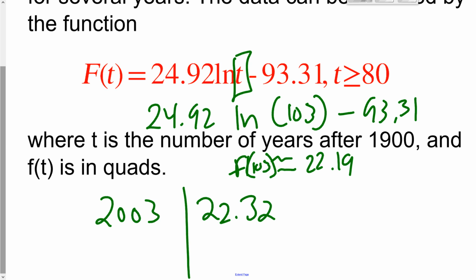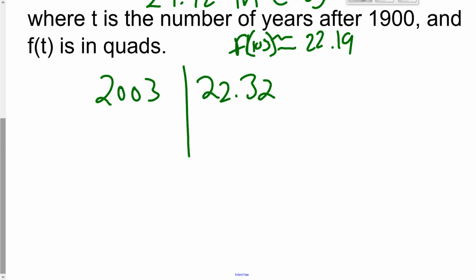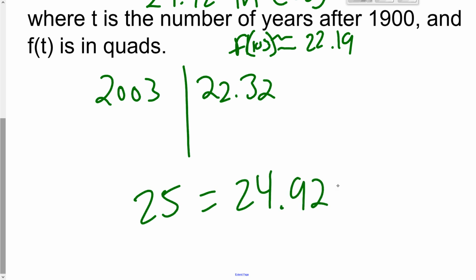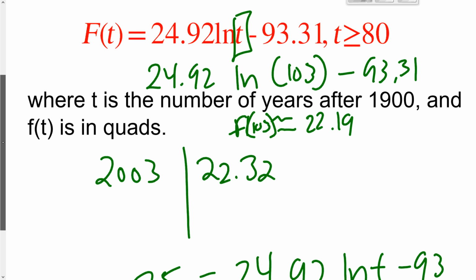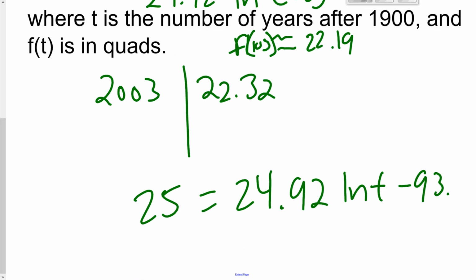And then they want to know, if the trend continues, will the annual consumption reach 25? So when will it reach 25? So we want to find when f of t equals 25, right? So when will this equation, 24.92 ln t minus 93.31, reach 25? So we're solving for t here. So we can add 93.31 to both sides.